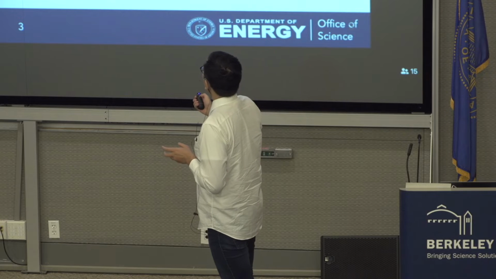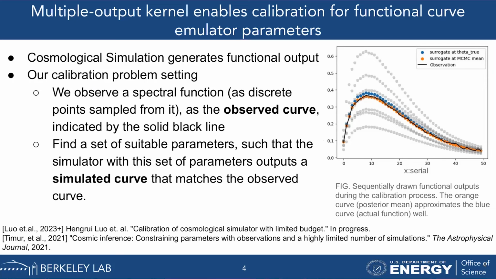And then next, we're going to consider a physical simulator application where there is a cosmology simulator whose output could be considered as a functional. For example, here we show the spectral functions represented in terms of the point sample from it.